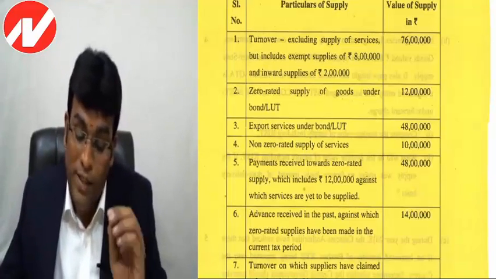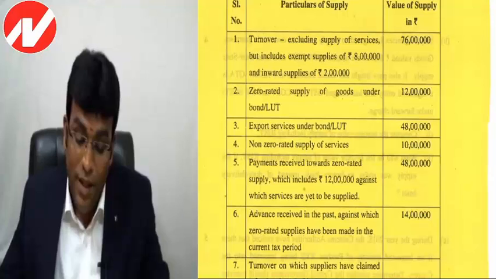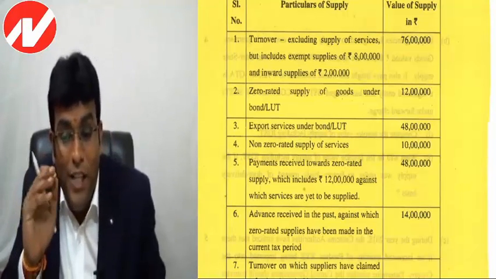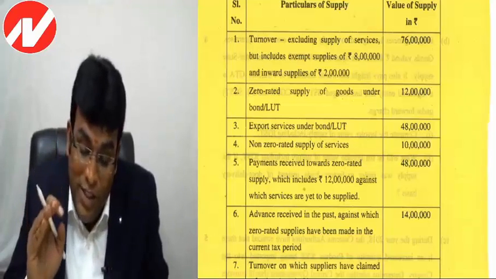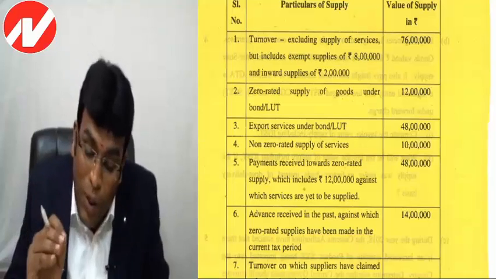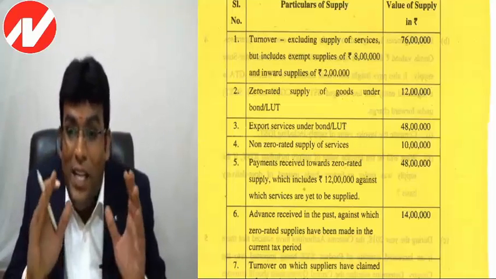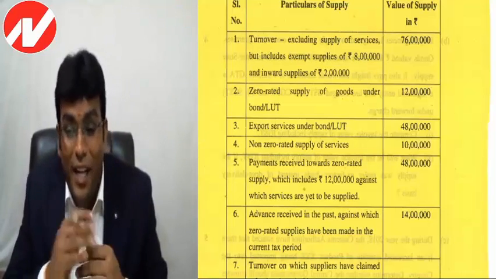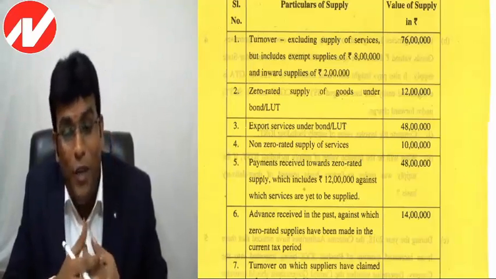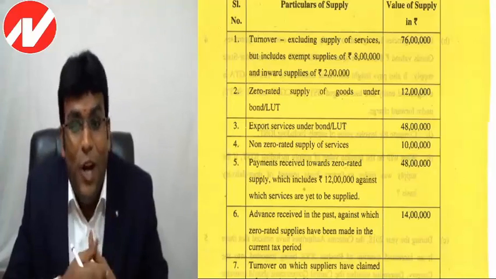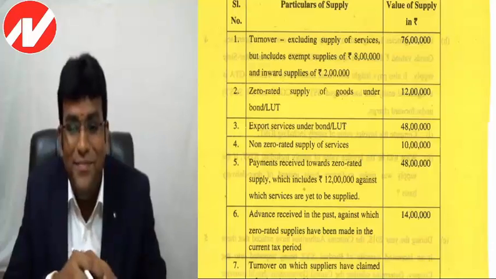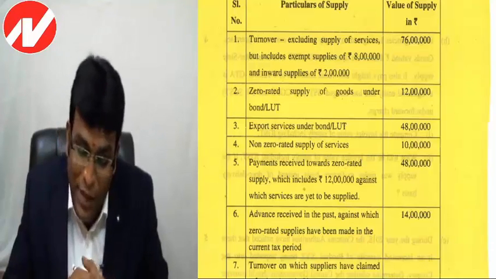Turnover excluding supply of services: 76 lakhs. But you need to understand that the turnover of 76 lakhs excluding supply of services includes exempt supply of 8 lakh rupees and inward supply of 2 lakh rupees. And when I talk about turnover, obviously inward supplies will not come in my turnover, and obviously exempt supply also will not come. Clear, my dear friends? Exactly.